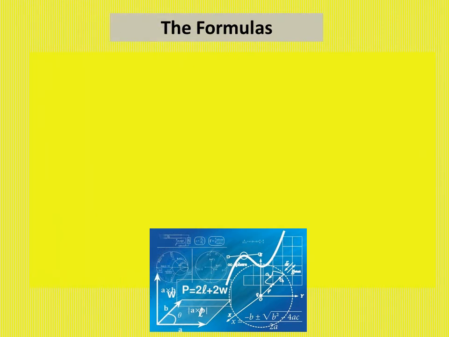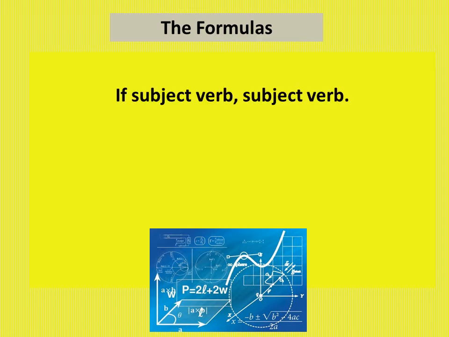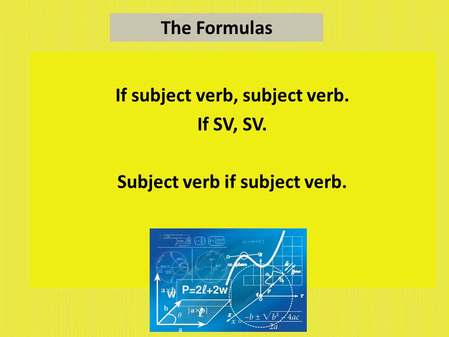There are two formulas for complex sentences. And I'm going to use the subordinating conjunction if, just because it's short. So we can have if subject verb, comma, subject verb. Or as I like to say, if SV, comma, SV. Or I can flip that around. Subject verb, if subject verb. Or SV, if SV. Again, I'm just using if as an example. It's one of the subordinators, but there are many more.